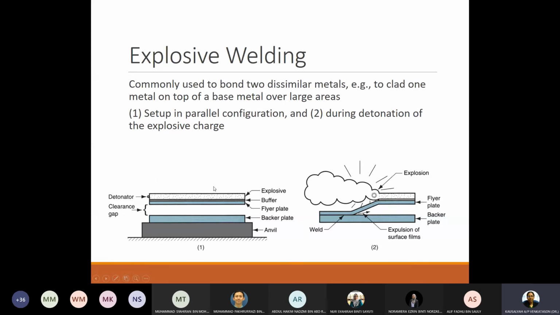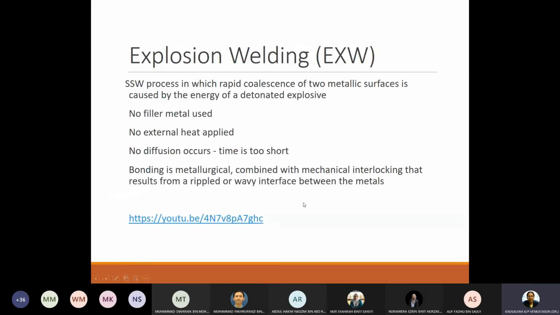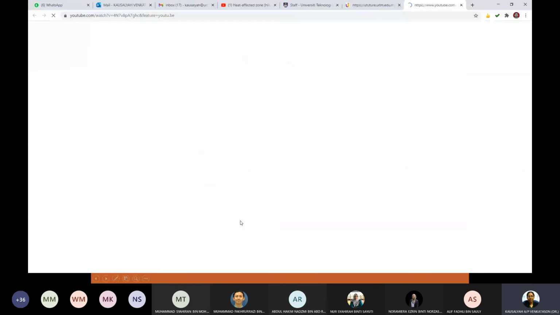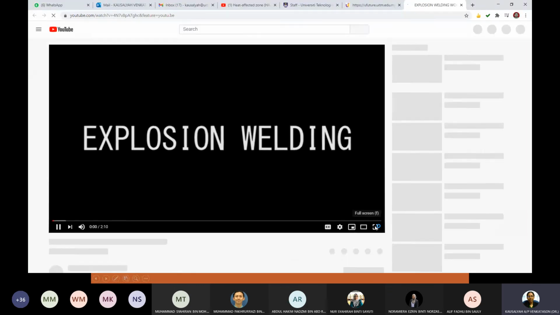The setup you can see in config 1 and 2. So you have your detonator, and then you have your explosive. And then there is a buffer, and there's a flyer plate and the backup plate. This is the clearance gap. So when the explosion happens, the deformation of the plate takes place, and the formation of the welding, bonding takes place.